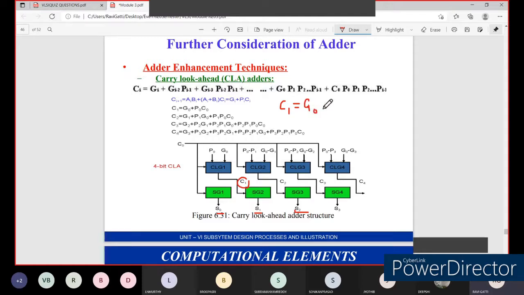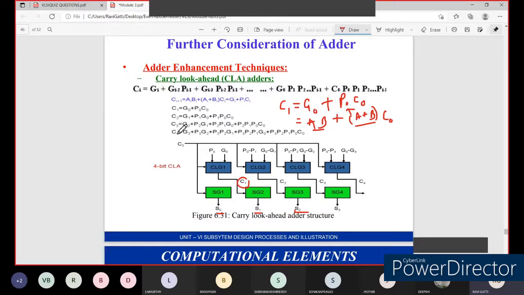G0 plus P0 into C0. What is this G0? G0 is nothing but your A into B. What is this P0? P0 is nothing but your A XOR with B, into C0. Therefore you can see here I have represented this as P0 and this as G0.